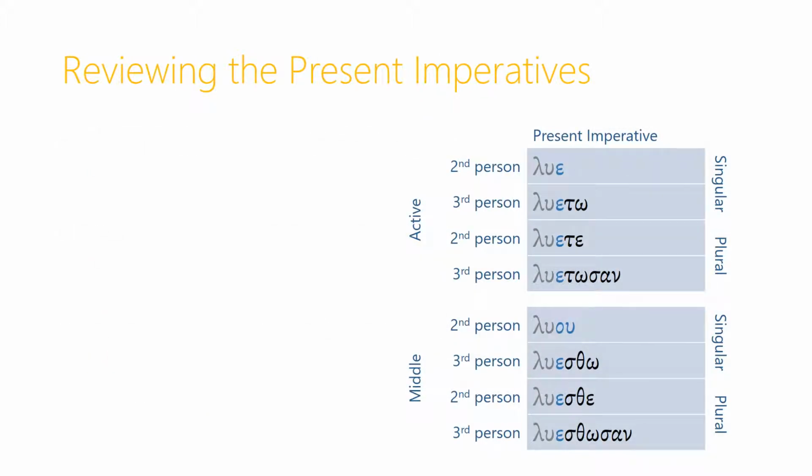What about aorist imperatives? Well, let's start by remembering our present imperative forms. There's no first person, remember, in the imperative. You can't directly command yourself to do something. But the active present imperative forms using luo were lue, lueto in the third person singular, and then in the plural, lueta and luetosan. In the middle, with the present imperative, in the singular we had luu and luestho, and in the middle plural we had luesthe and luesthosan.